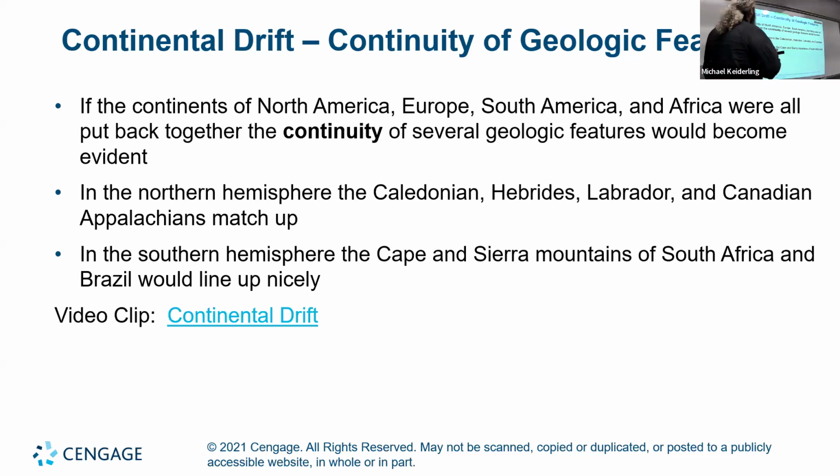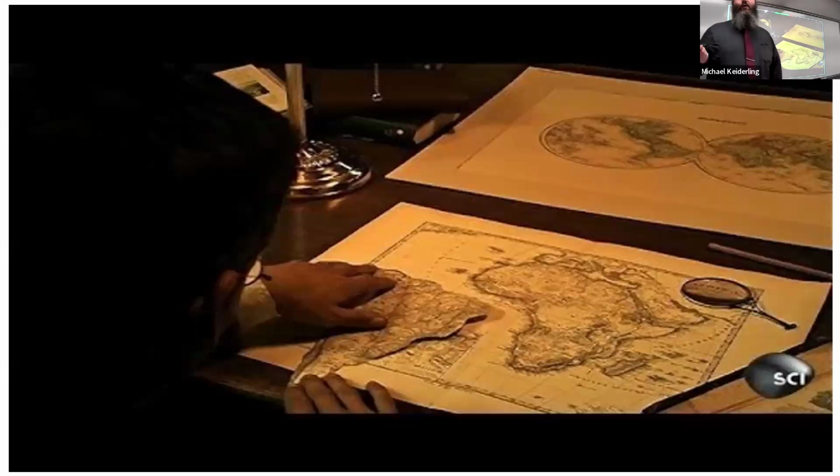So if the continents of North America, Europe, South America, and Africa all get put back together, certain geologic features connect together. So in the Northern Hemisphere, the Caledonian, Hebrides, Labrador, and Canadian Appalachians all match up to each other. In the Southern Hemisphere, the Cape and Sierra Mountains of South Africa and Brazil also line up nicely. And then lastly, there's glacial evidence. But here we have a short video about how Alfred Wegener approached this problem.